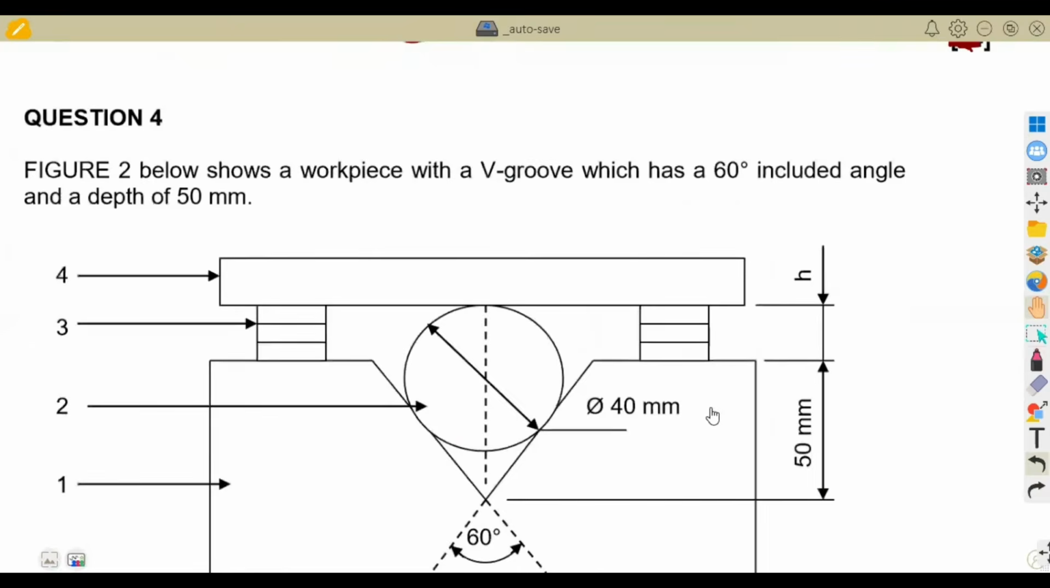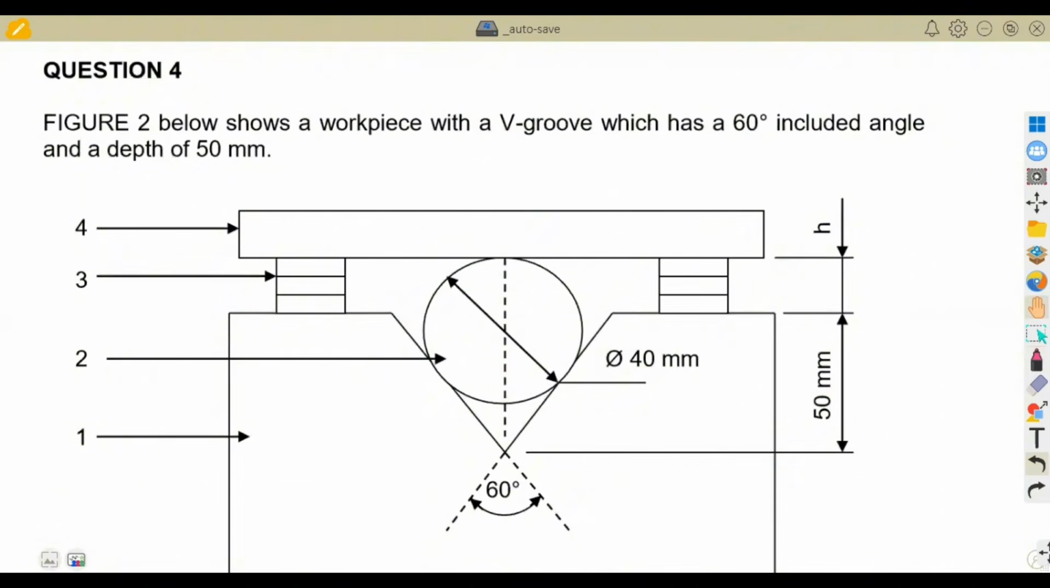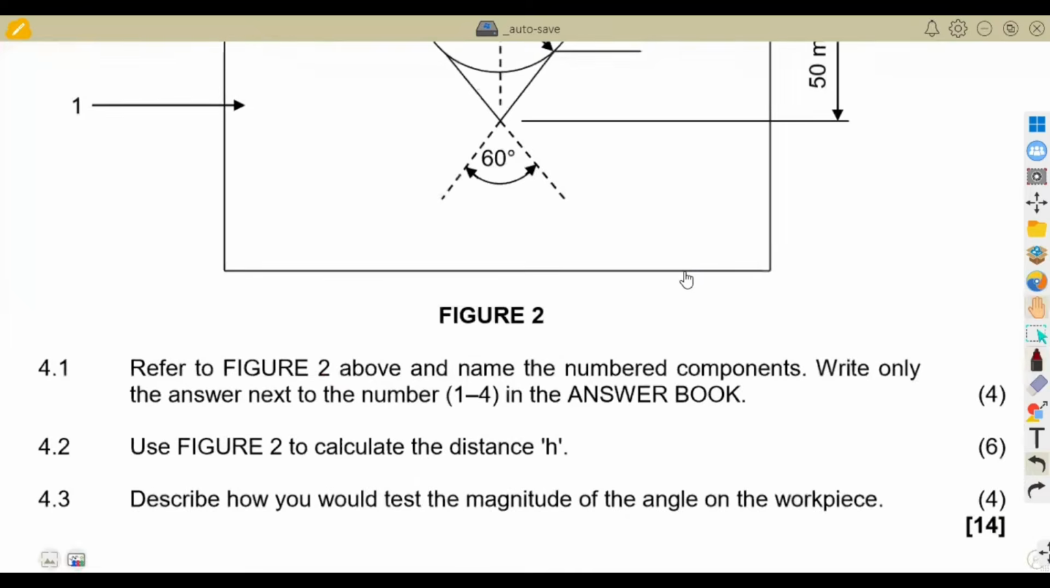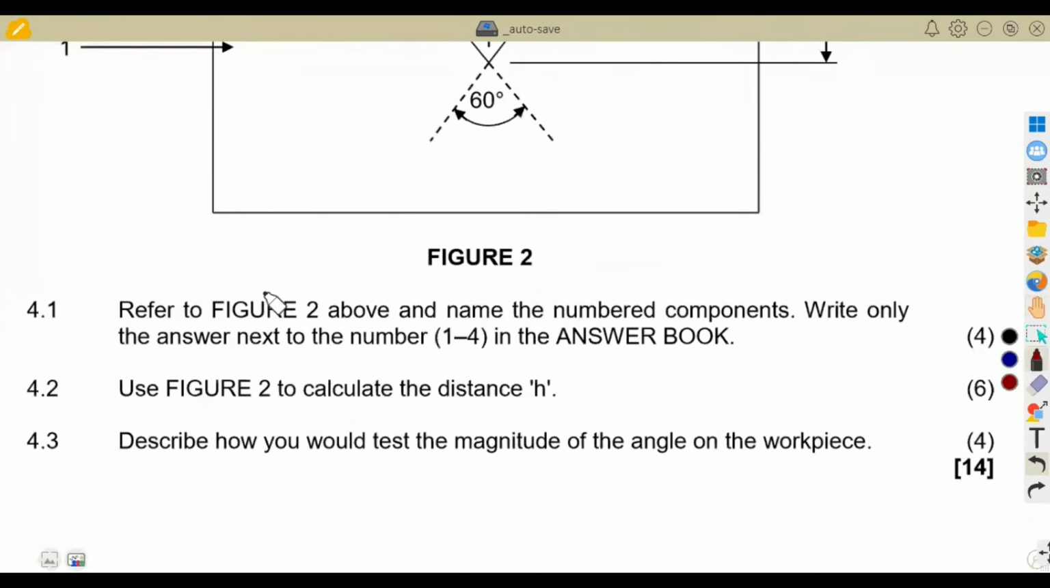Question 4, what are we having here? We are given a V groove. All right, so we are back to our precision measurement. Fig 2 below shows the workpiece with a V groove, which has an included angle of 60 degrees and a depth of 50 millimeters. Refer to fig 2 above, name the numbered components, write only the answer next to the 1, 2, 4.